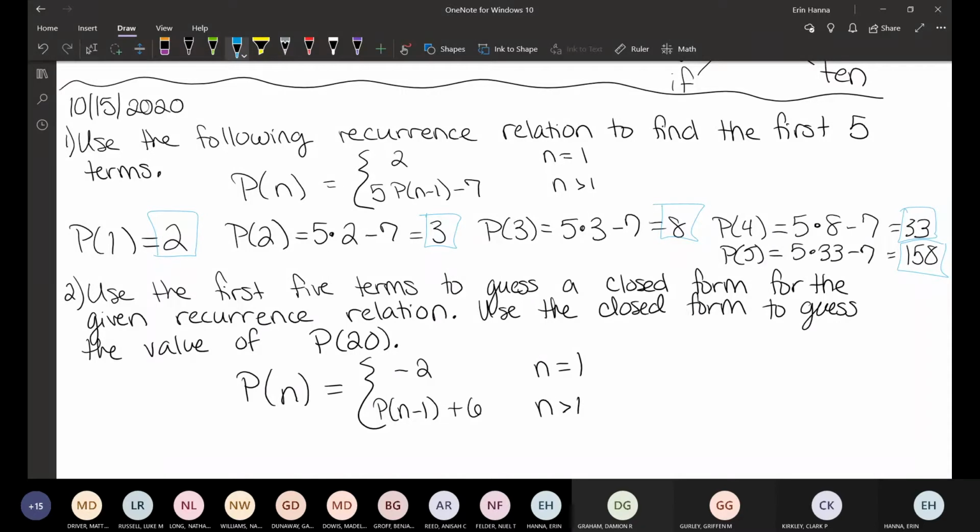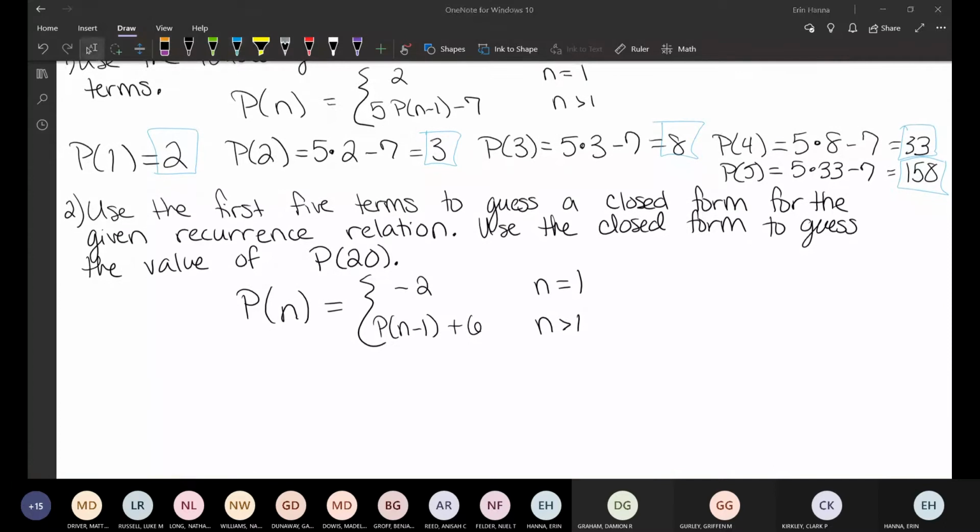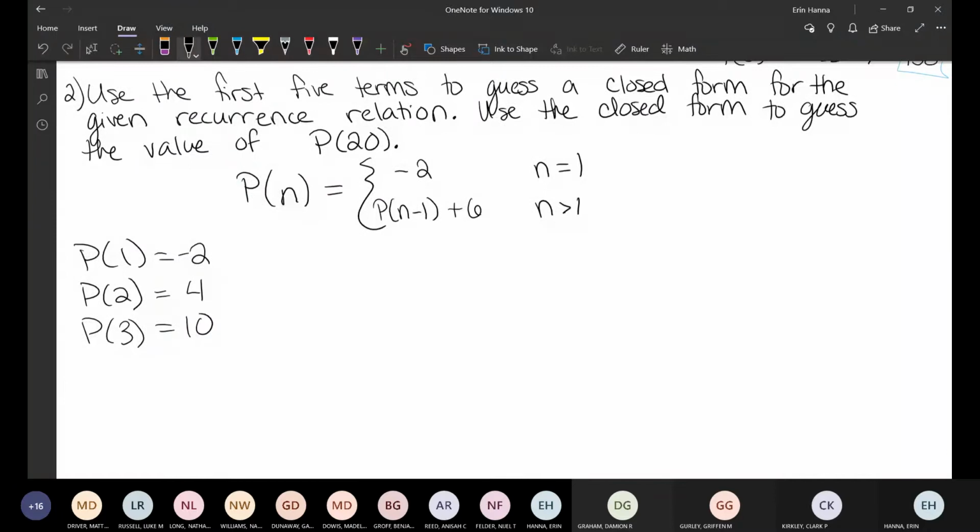And then the next one, we want to use those first 5 terms to guess a closed form. Remember, that's essentially that non-recursive function that should match. So what are our first 5 terms? The first term is -2. Second term would be -2 plus 6, which is 4. 4 plus 6 is 10. 10 plus 6 is 16, and 16 plus 6 is 22.